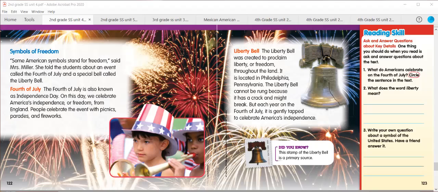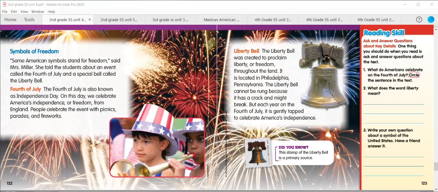Okay, now our quick check question also lines up with number 1 in our reading skills question. So our reading skills that we're focusing on are asking and answering questions about key details. So one thing you should do when you read is to ask and answer questions about the text. It helps you get a better understanding of it. It helps you figure out if there's anything you're not sure about and helps you to find the answers.